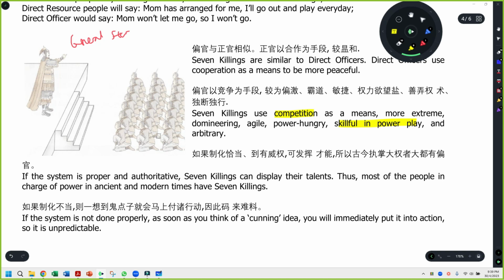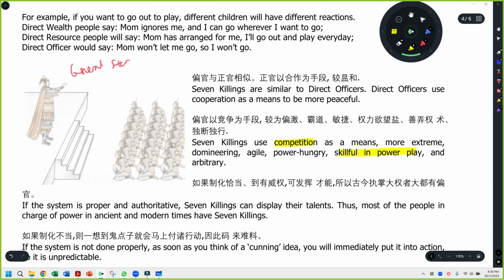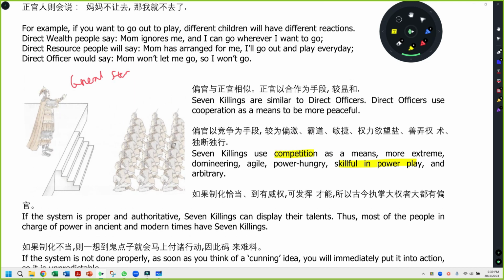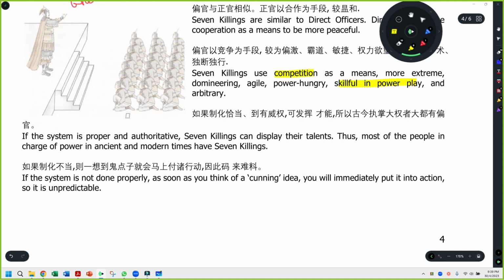So this would be the difference between 7 Killing and Direct Officer. Direct Officer prefers cooperation and peaceful ways to negotiate. 7 Killing sees strength. Therefore, they recognize and accept strength. If anything, 7 Killing are people who would appreciate or support corporal punishment. To them, they are more pragmatic in the work because they understand that might is right, strength is needed.